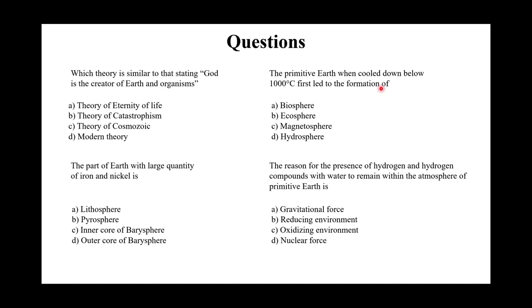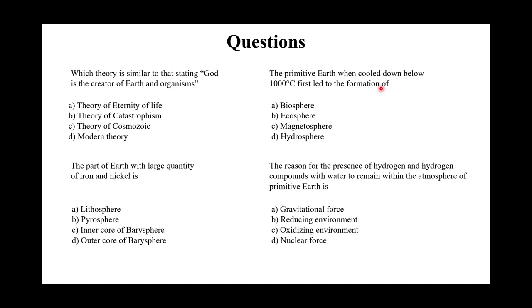Hydrosphere was what formed after the temperature reduced, because all those hot gases started condensing and pouring down on the Earth's surface. And so all these components, the hydrogen and the hydrogen components with water, remain in the atmosphere because of gravitational force.